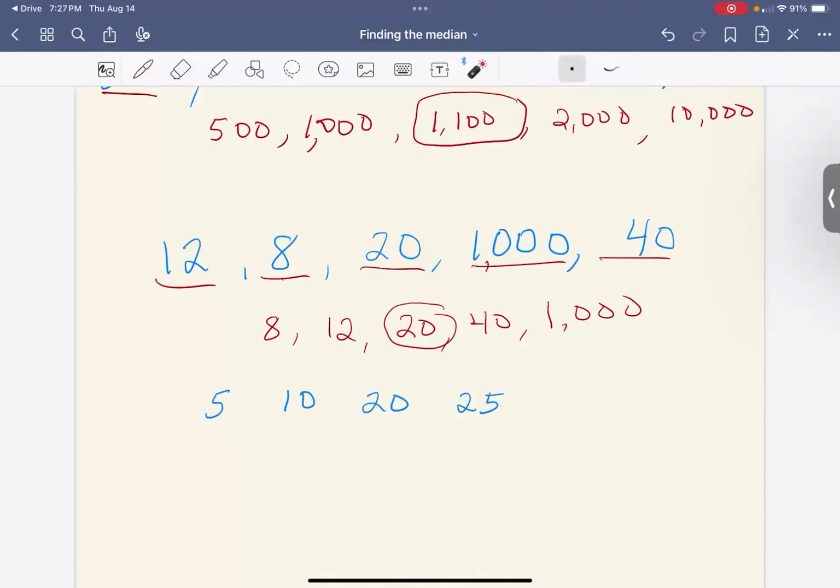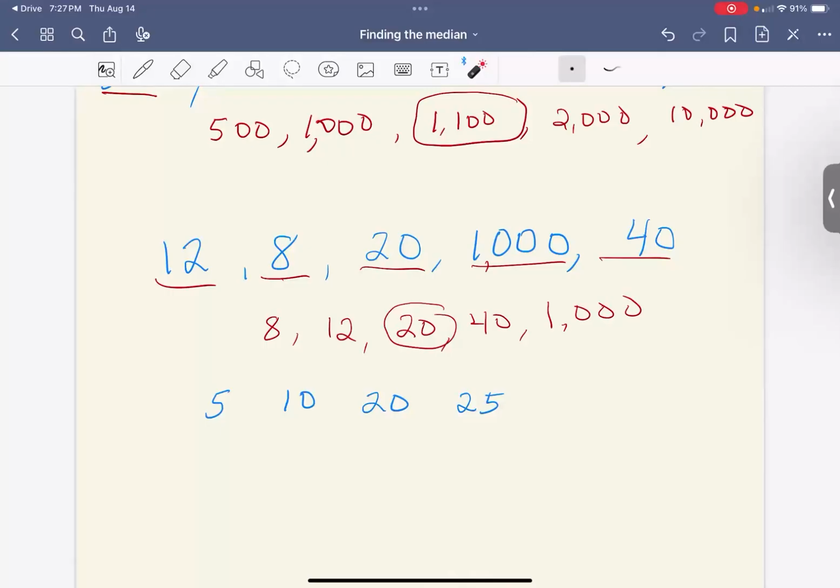Let's look at the next set. Let's say these are the amounts of people in a class. Let's put this in order. So it's already in order. However, there's no one number in the middle. There are two numbers in the middle. We have 10 and 20.